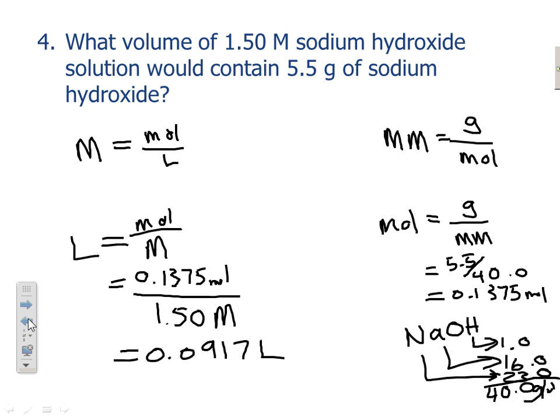0.0917 liters. Now, this question doesn't ask it, but what if I wanted you to turn that back into milliliters? What do I have to do to turn it back? Amy, what do I have to do? Yeah, 3 to the right. I'm just moving it the other way this time. 1, 2, 3, 91.7 milliliters.